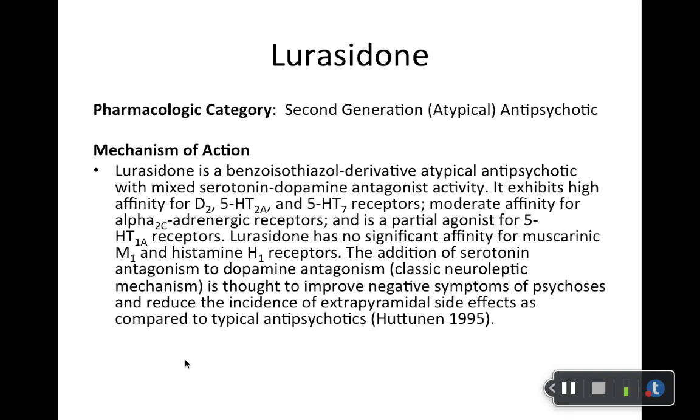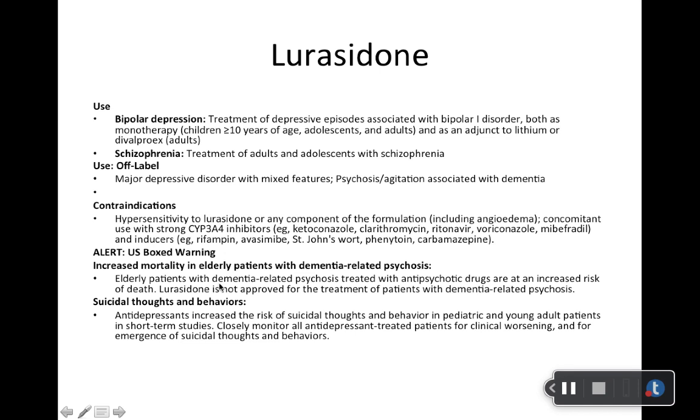Lurasidone, another second generation antipsychotic. Again, mechanism of action, you're going to start noticing a pattern here. This one hits the histamine and muscarinic receptors, hitting those serotonin and dopamine. Uses, bipolar disorder, schizophrenia, off-label uses.